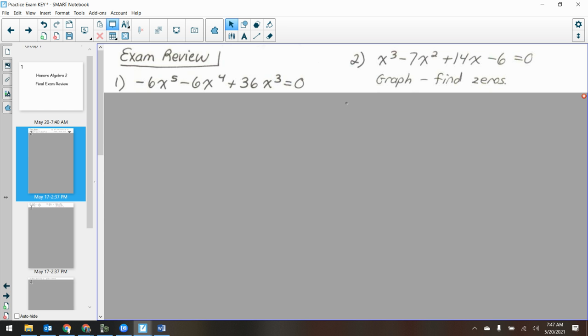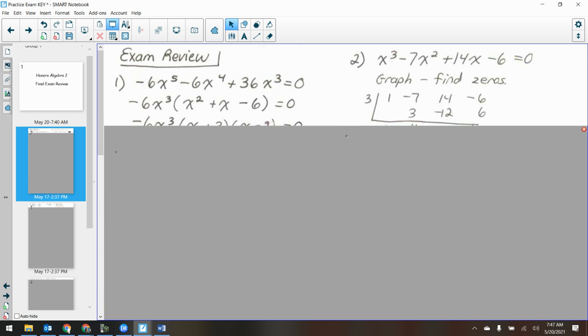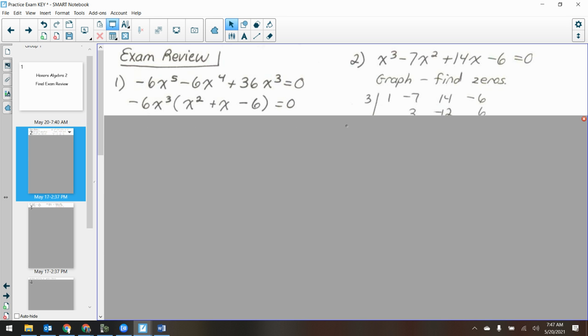The first question here, solve the polynomial by factoring. Now remember that when I say the directions solve by factoring, if I say solve anywhere in the problem, that means that you need to give me an x equals in the end. Don't just factor it. I want you to solve by factoring. So when I go to factor this, the first thing I would do is take out the x to the third and also a negative 6, it looks like. So negative 6x to the third comes out, and that gets me an x squared plus x minus 6.